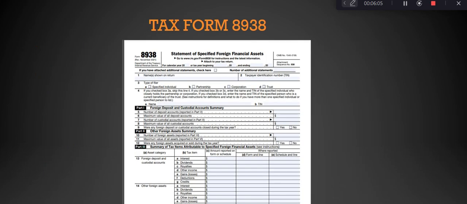Here is a sample of the 8938 form. This full form can be found on the IRS website. You can easily go ahead and download and check it out. People who are going for interviews for FATCA related jobs, ensure to go to the IRS website and download and go through this form, because sometimes there are questions related to this form and its sections.